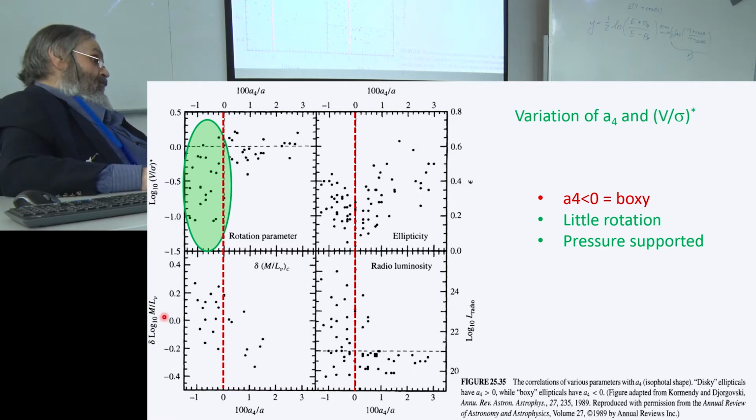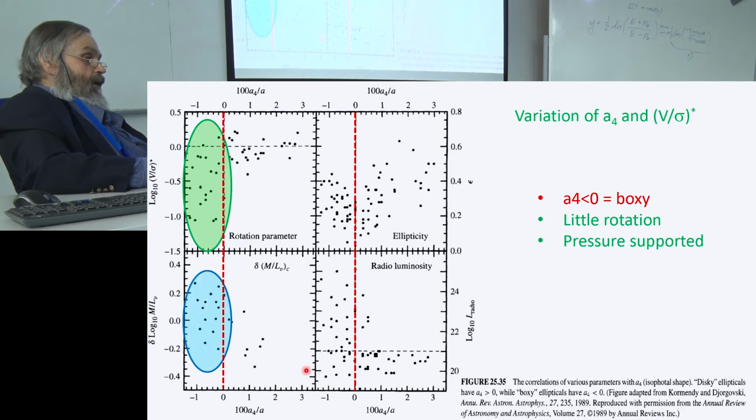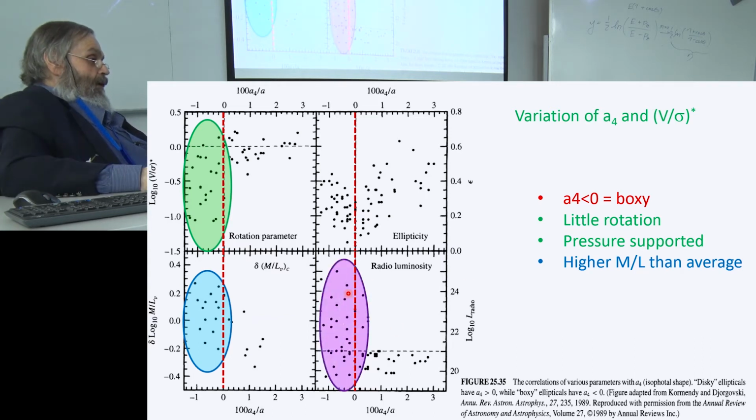Now if we have a look down here, this is the mass to light ratio, M over L, and again all those with A4 less than 0 have got a bigger spread of mass to light ratio than these ones. Okay, and a higher mass to light ratio on average. Over here, this is the radio luminosity, the luminosity in the radio. And so again, those with A4 less than 0 have got the largest radio output compared to those that have A4 greater than 0. So they're radio loud objects, and I'm not going to discuss this one.